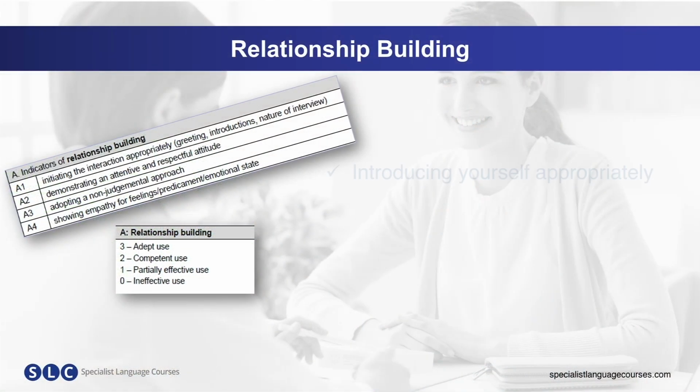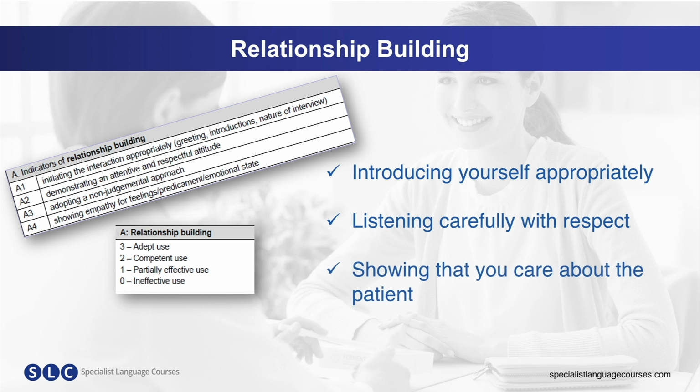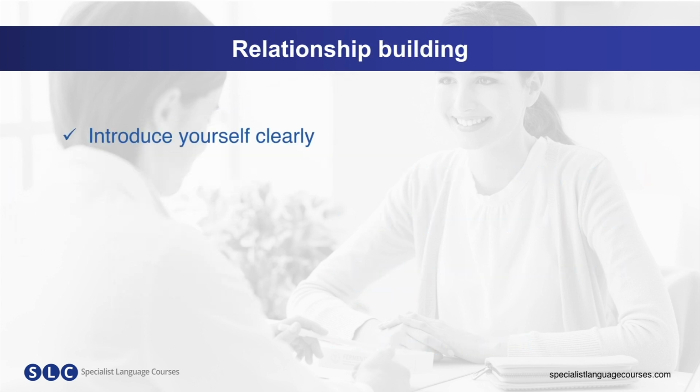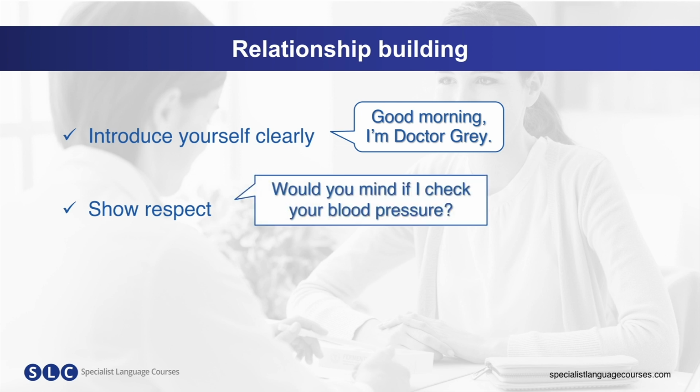This involves introducing yourself appropriately, listening carefully with respect, showing that you care about the patient, and avoiding judgment. Here's some examples on how you can achieve a good score in relationship building. Introduce yourself clearly. For example, "Good morning, I'm Dr. Gray. What can I do for you today?" Show respect. For example, "Would you mind if I check your blood pressure? Is it okay with you if I take a closer look at your wrist?" Asking permission.